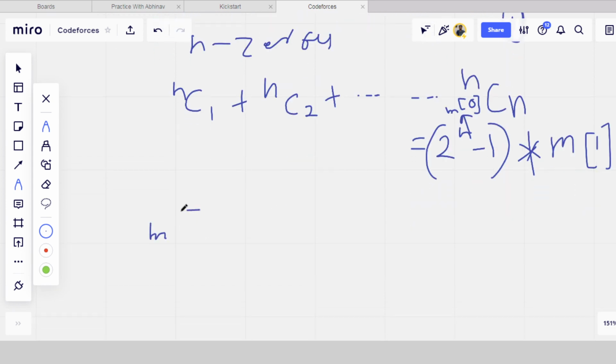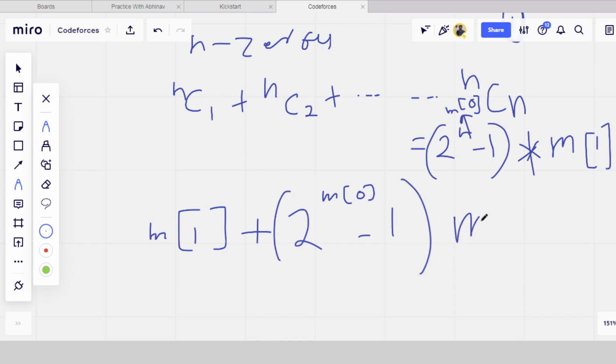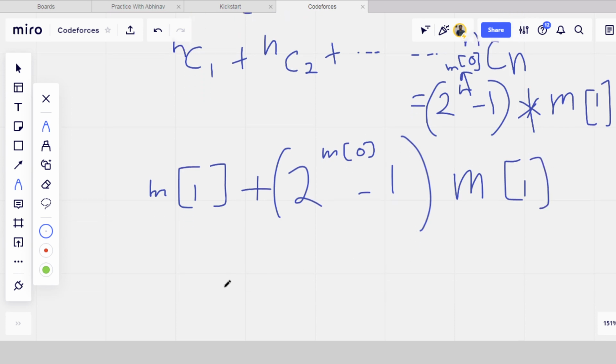of ones plus 2 into number of zeros minus 1 into m1. So I have used this logic. The logic can also be simply 2 to the power m0 into m1. That can also be the logic. Fine. So because this is equal to this, so I have used that one. That is the only answer of this problem.